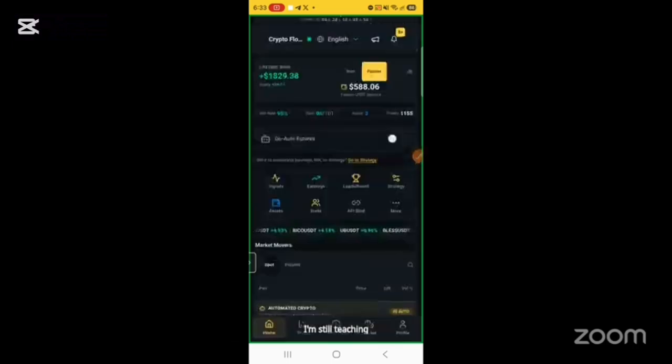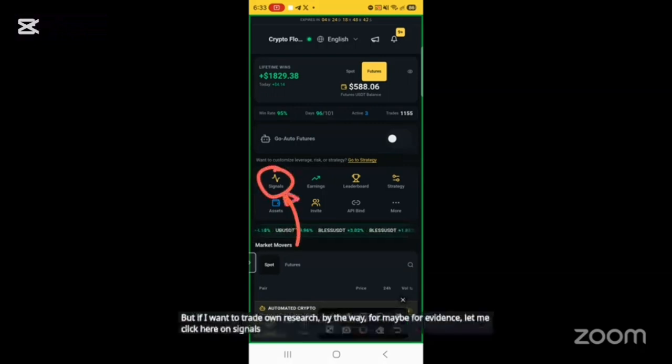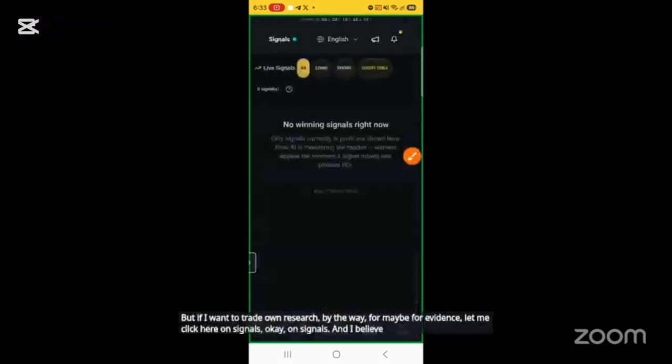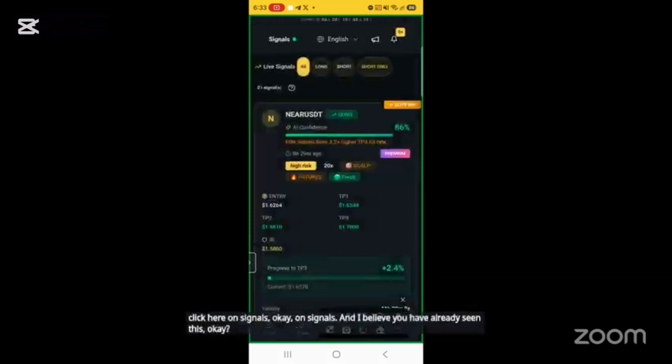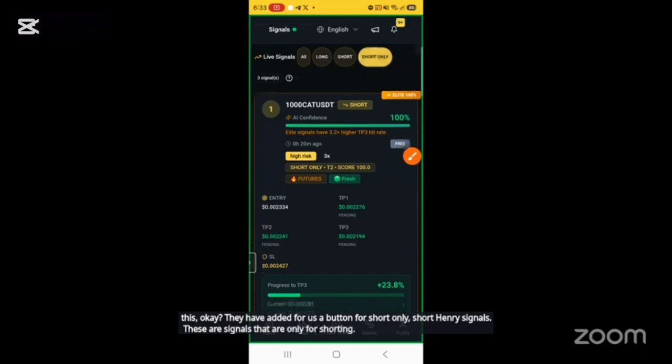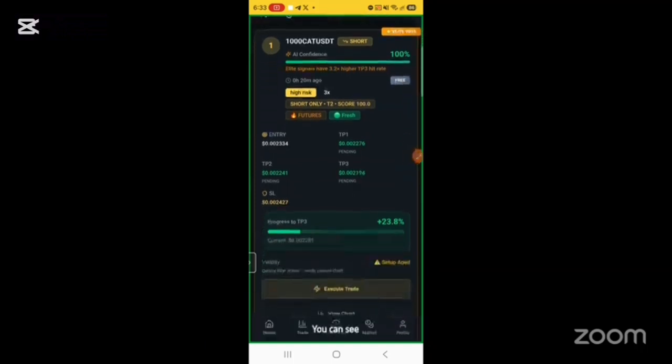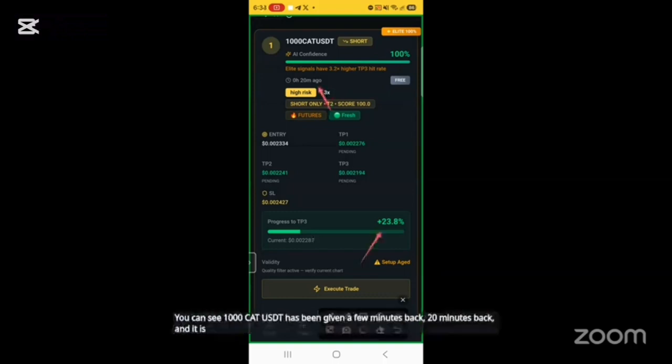Now, what if I wanted to trade only shorts? By the way, for evidence, let me click here on signals. I believe you have already seen this. They have added a button for short only signals. These are signals only for shorting. You can see 1,000 CAT USDT was given 20 minutes back, and it is winning. Do you see these short signals?